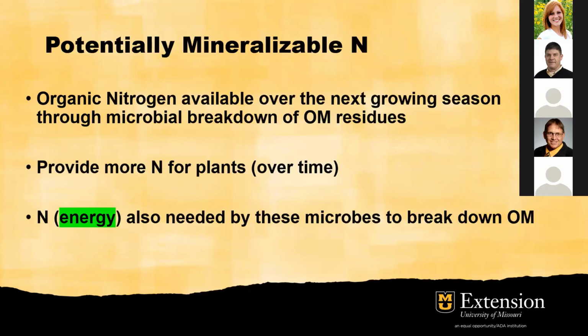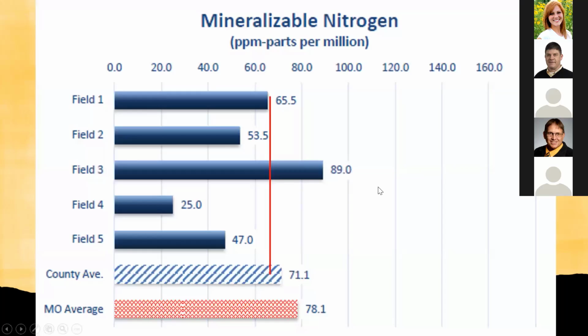One of the key ones that I think is very important, whether you're in row crop or forage production, is potentially mineralizable N. It's that organic nitrogen that's available over the next growing season through microbial breakdown of organic matter residues. And so it's what provides us more nitrogen for plants over time, which ultimately results in less need for nitrogen fertility. Just from a biological standpoint, nitrogen also is the energy source for these microbes. They need some nitrogen to help break down that organic matter to release the N, P, and K back into the system as well.